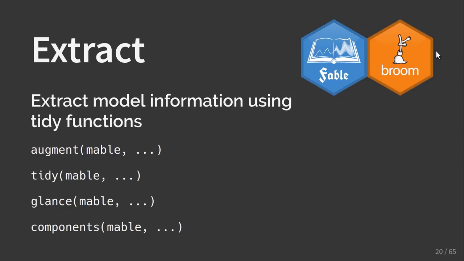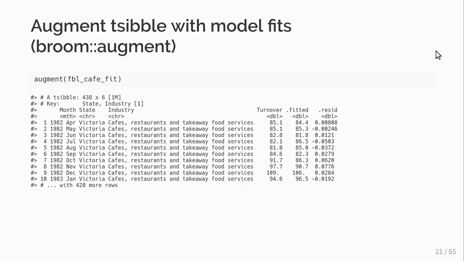To do that, we lean on a bit of help from the broom package. If you've used the broom package, it's for tidy extraction of model components. And we also introduce our own generic called components, which is specific to time series, for extracting features of interest, such as the seasonal component, the trend component, and so on. We'll see that soon.